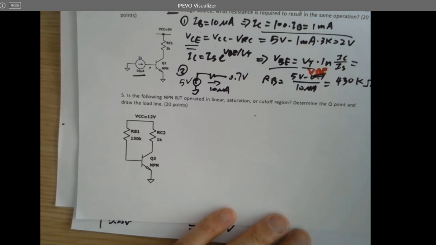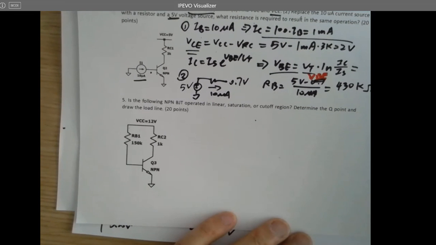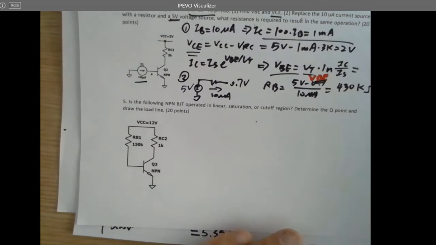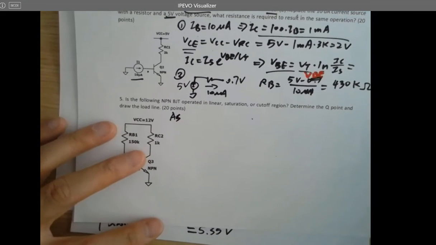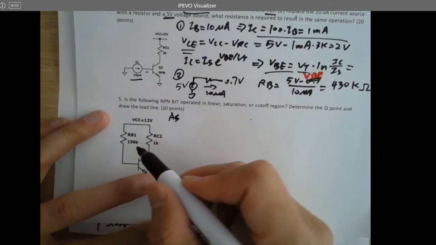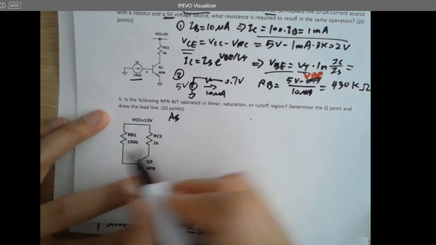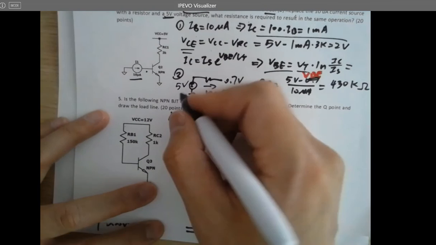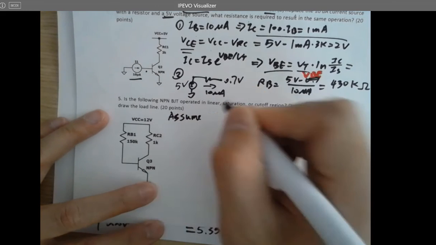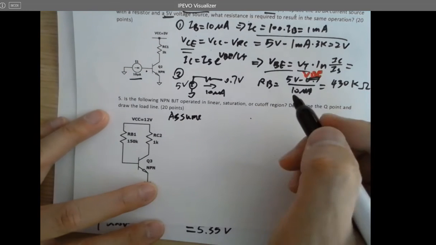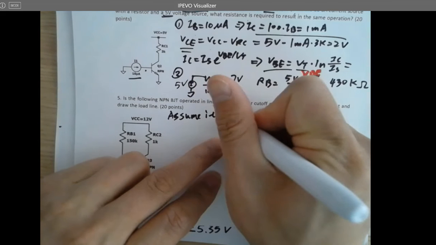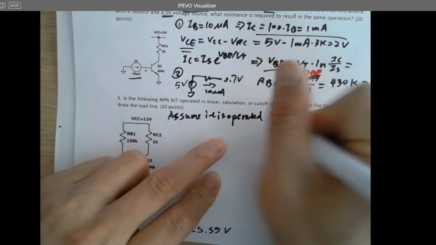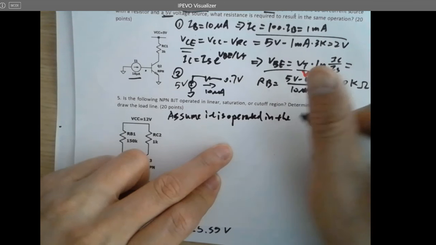Is the following NPN BJT operated in the linear, saturation or cutoff region? Determine the Q point and draw the load line. I'll just assume, because all the equations, all the beta and alpha equations, are based on the linear region, that this is being operated in a linear region. If it's not in the linear region, you cannot calculate anything. So I have to assume it is operated in the linear region.